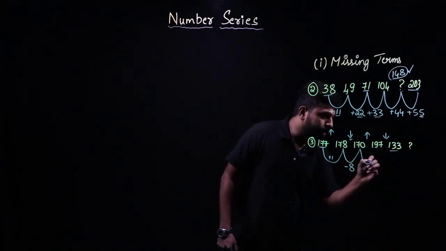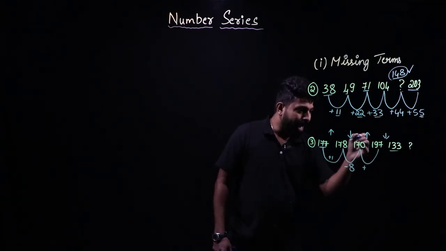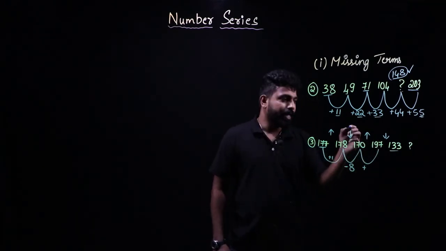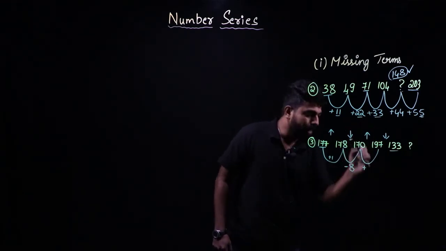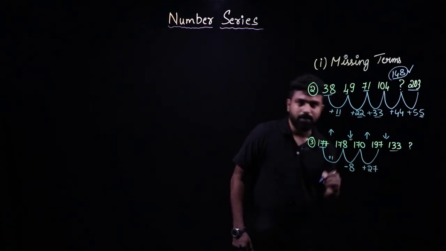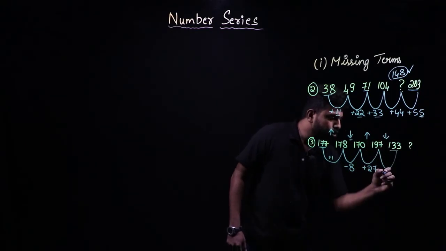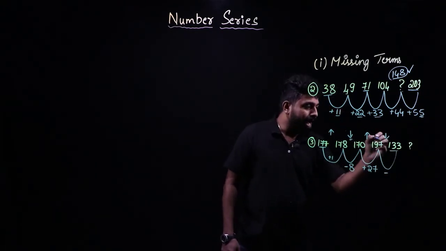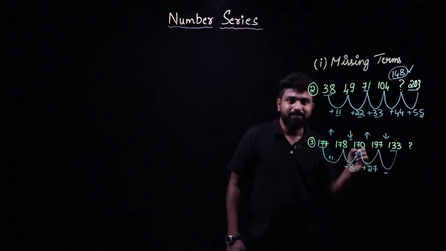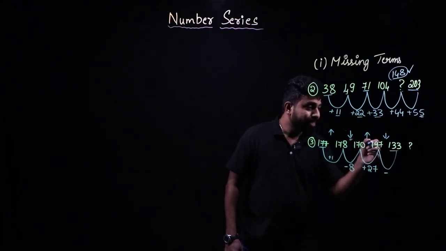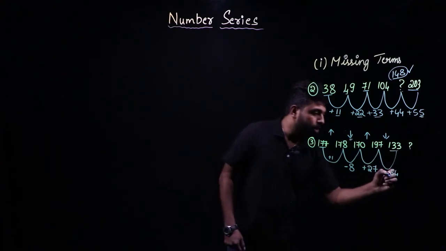What about my next term here? Next term, there is an increment. So it is a positive sign. What if I add to 170? I get 197. I need to add: 170 plus 7 gives me 177, plus 20 gives me 197. So it is plus 27. What about my next term here? What's happening here? Again, there's a decrement here, so it's a negative sign. What if I subtract from 197, I get 133. 197 minus 4 gives me 193. Minus 60 gives me 133. So minus 64 would be my next logic here.